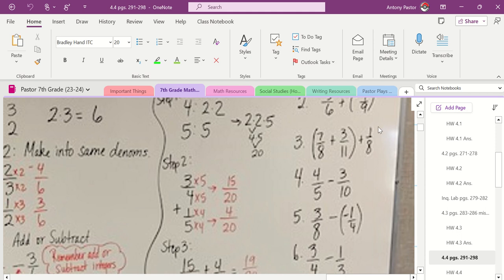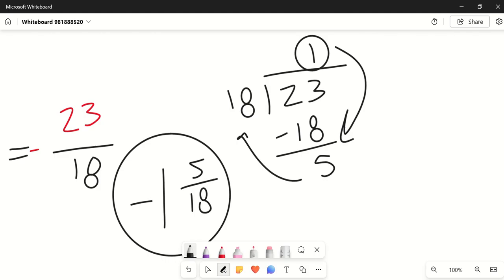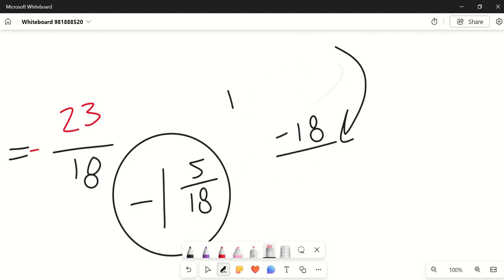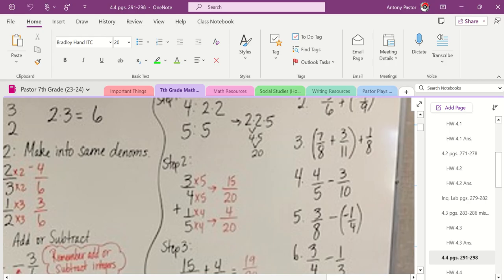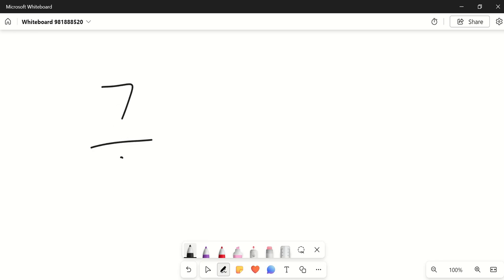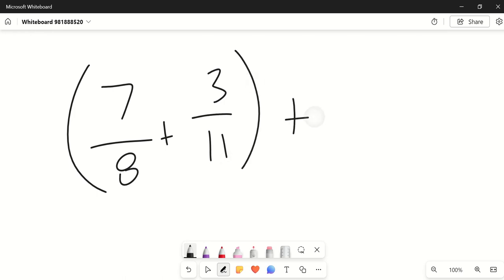Now we're going to have a kind of curveball here. Remember, according to PEMDAS, we do what's in parentheses first. So we're going to add 7/8 plus 3/11, and then we're going to add 1/8 into the mix. I will teach you one thing, though. So 7/8 plus 3/11 plus 1/8.